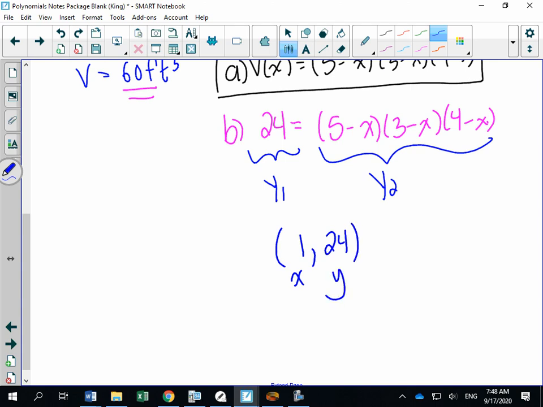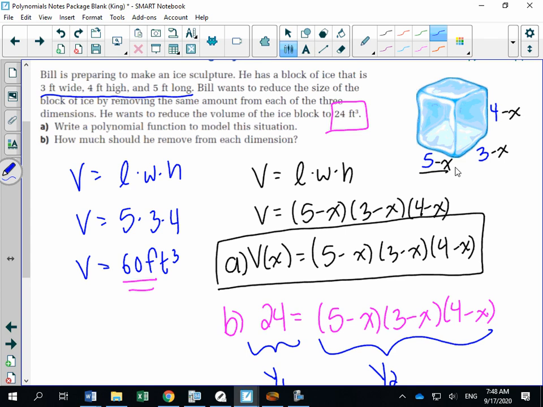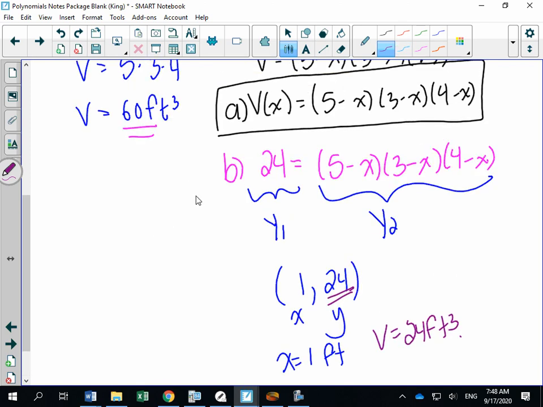So what you have to realize is the x value is the amount that we're reducing. So the x value, we're reducing 1 foot from each side. So let's write x is equal to 1 foot. And it's saying if you reduce each side by 1 foot, you will have your max volume at 24 feet cubed. So let's actually check to see if that's correct.